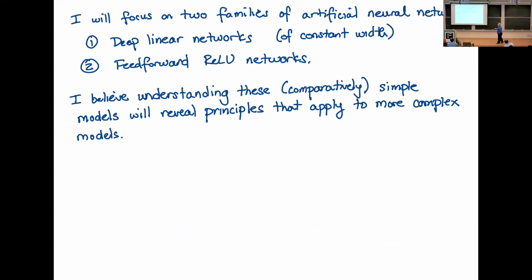I'm going to try to dig into this question in two particular families of artificial networks, deep linear networks and feed-forward ReLU neural networks. My hope, as I said, is that even if you're not interested in these particular models, there are ideas in here that hopefully will apply to other more complex models, including ones that are more realistic for neuroscience.